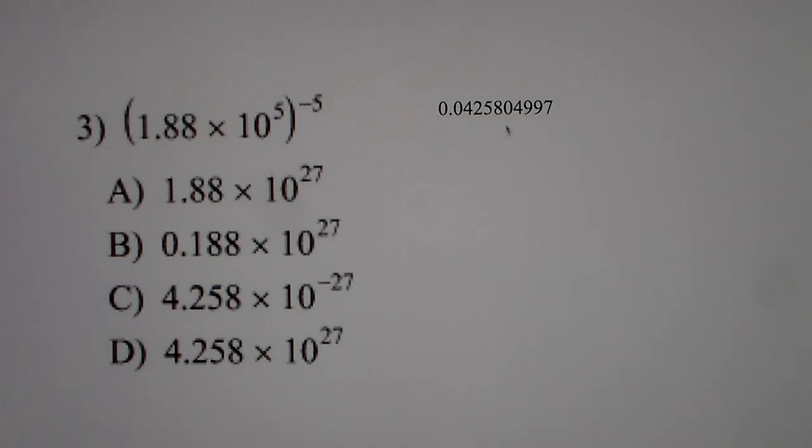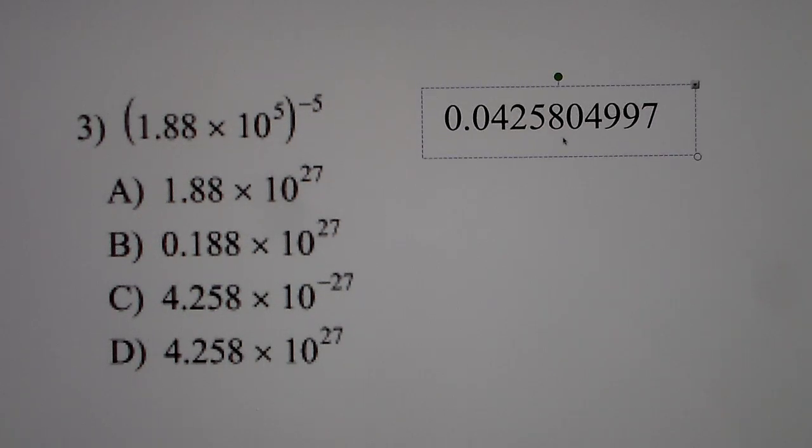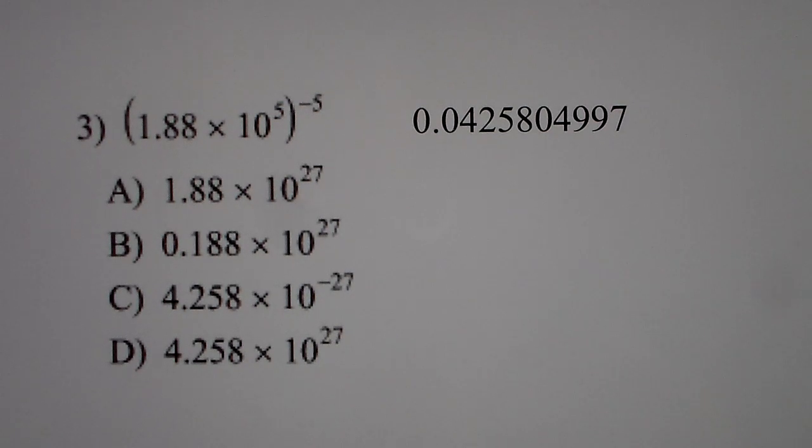This number comes from 1.88 to the negative 5 power. Next, we do times 10 to the 5 to the negative 5th power. Well, 5 times negative 5 gets you negative 25, so it'll be times 10 to the negative 25. Because positive times a negative is a negative.